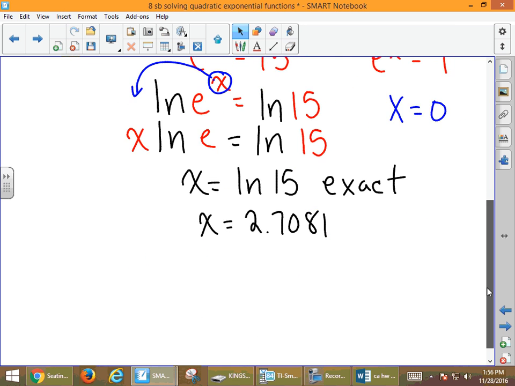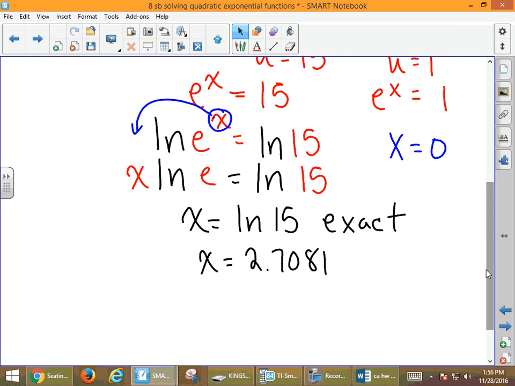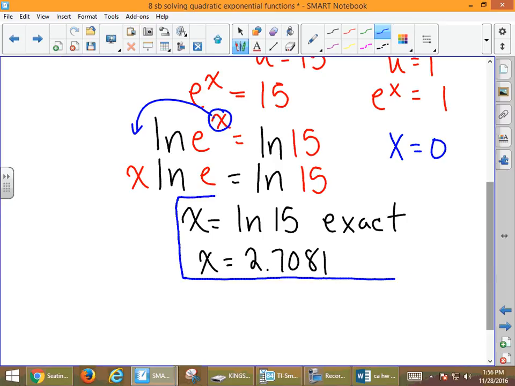So our two solutions to this problem. Here's our exact. Here's our decimal approximation. And we don't need a decimal approximation there. That's our exact. So we have two solutions, which makes sense with it being a quadratic exponential function. There's a squared in the problem.